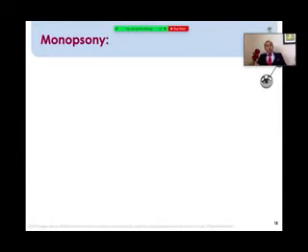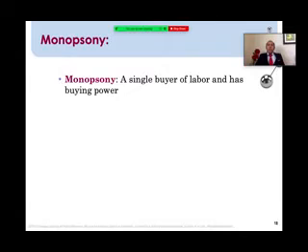In the market, we have a certain category of firms that are considered to be a monopsony. Monopsonies are essentially a specific type of firm. A monopsony is a single buyer of labor and has the ability to influence labor and buying power for who it hires. So monopsonies typically have the influence to hire labor and have buying power.